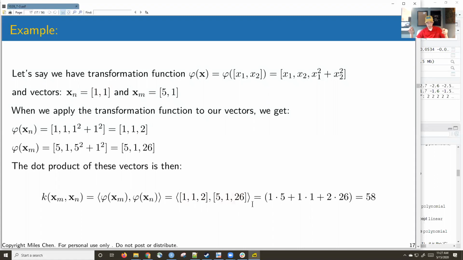And we take the dot product of these and we get 1 times 5 plus 1 times 1 plus 2 times 26. So 1 times 5 is 5, plus 1, plus 2 times 26 is 52. So 5 plus 1 plus 52 is equal to 58, okay? So rather than just doing the inner product of these 2D vectors, I'm getting the inner product of these three-dimensional vectors, and I get this number 58.